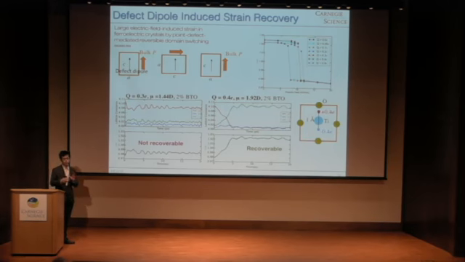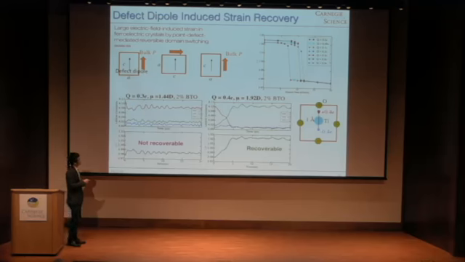This will give rise to a huge strain change. The most interesting part is that once we turn off the electric field, the defect dipole will try to rotate the polarization back to its initial state, making this strain change a recoverable process. So we want to show whether this mechanism is really possible.